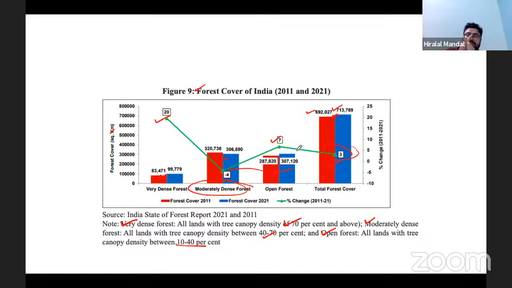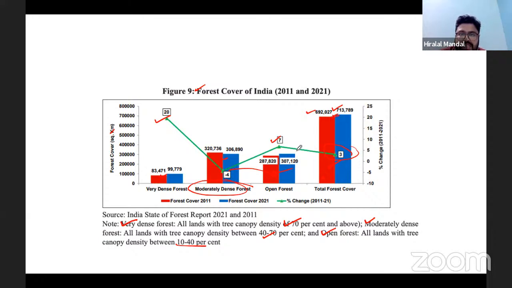So here the question can be asked related to categorization of the various forest cover. So one is a very dense forest, where tree canopy is more than 70%. Moderately dense forest tree canopy is from 40% to 70%, and open forest the tree canopy is less than 40%. So that must be in the range of 10% to 40%.